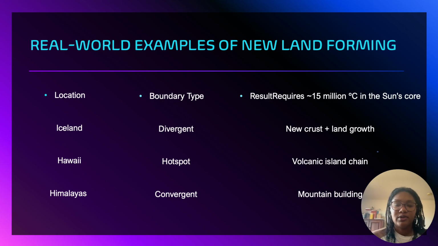Real-world examples of new land forming. At convergent boundaries, plates collide and either subduct or uplift. If oceanic plates subduct beneath the continental plate, magma forms and rises to create volcanic arcs. Bilek and Lay 2019 emphasize that subduction zones generate megathrust earthquakes and arc volcanism, contributing to crust growth and deformation.